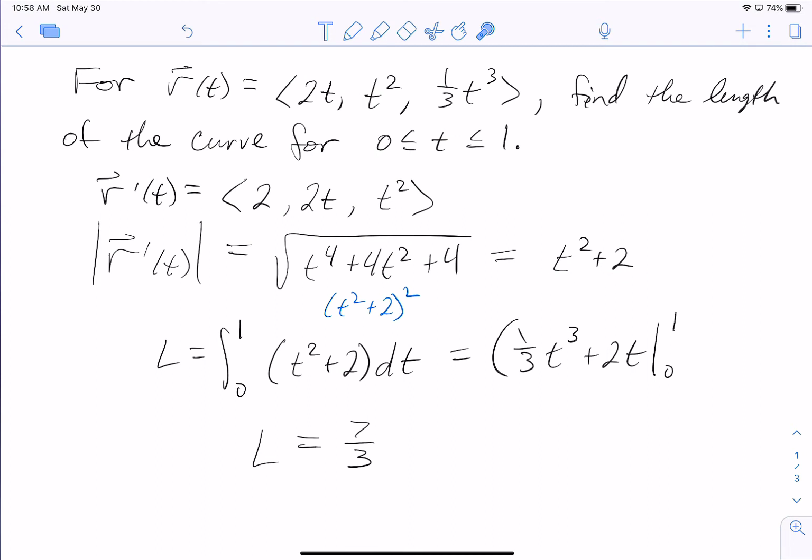I'll note now that t squared plus 2 will never be negative, so we don't need absolute values for having square rooted a square. Putting t squared plus 2 into an integral from 0 to 1 and using the power rule will give us 1/3 t cubed plus 2t evaluated from 0 to 1. And the arithmetic gives us that L is equal to 7/3.